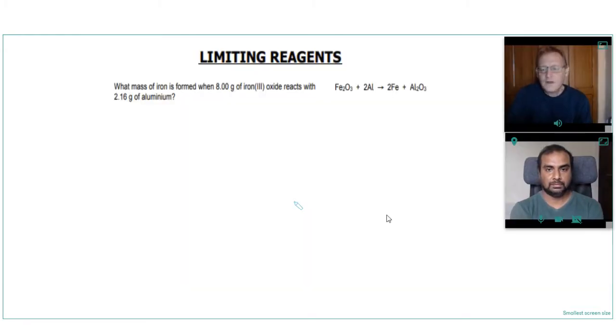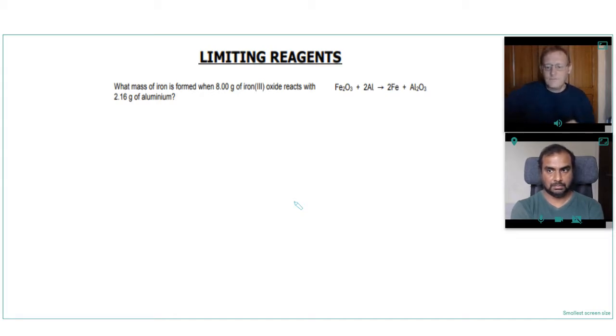Okay, so today we're going to have a look at limiting reagents, molar calculations where we need to work out what the limiting reagent is. So our question here is what mass of iron is formed when 8 grams of iron 3 oxide reacts with 2.16 grams of aluminium?